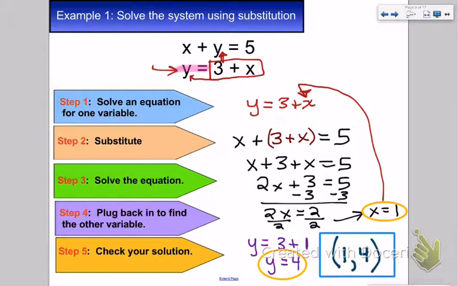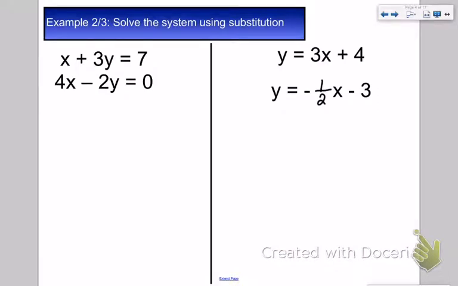You can check your solution by plugging in 1 and 4 back into the original, so you can do that on your own, but I will not do that here. We're going to do 2 more examples on this page, so let's follow along. So in example 2, the first one on this page, we don't have a variable by itself already on one side of the equal sign. So what we need to do is change one of them.